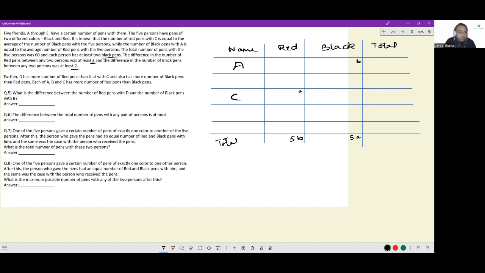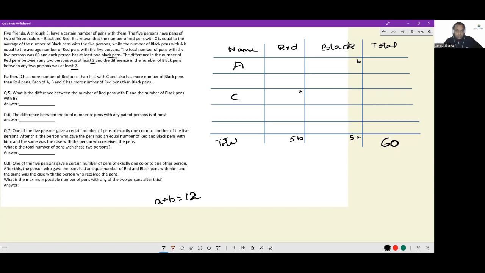The total number of pens with the 5 persons was 60. We're told the total number of pens with the 5 persons is 60, which is another way of saying 5A plus 5B is 60. So A plus B should be 12. And each person has at least 2 black pens.